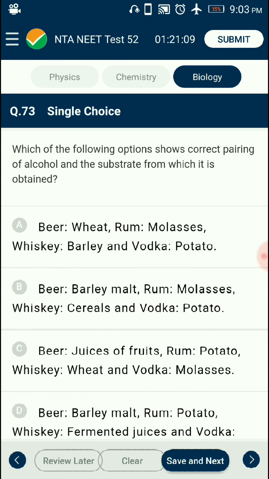Question number 73. Which of the following options shows correct pairing of alcohol and the substrate from which it is obtained? Microbes are used on a large scale in industries to make several products including beverages, antibiotics, etc.